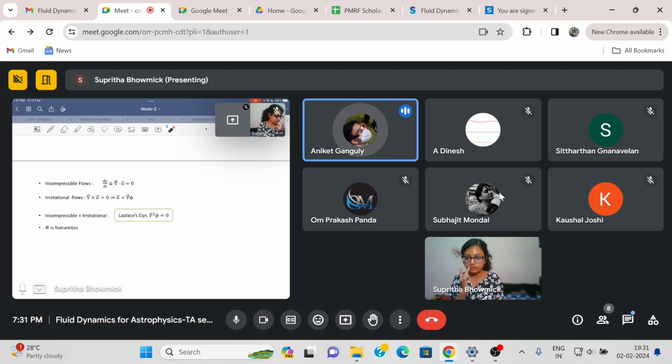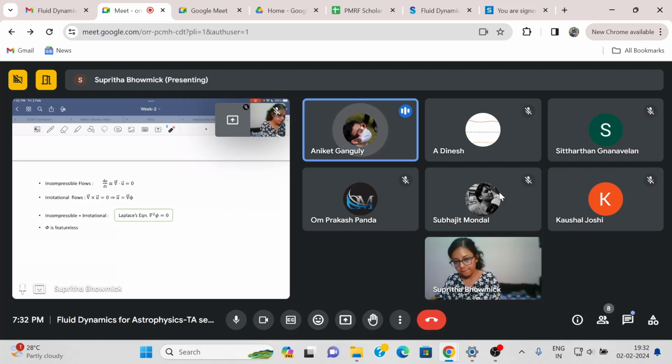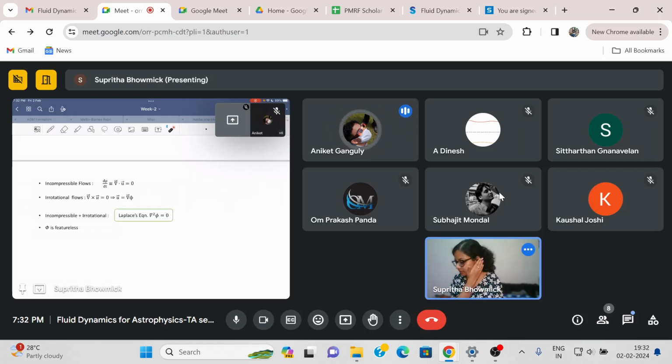What is this potential actually called? It's some scalar potential, and such flows are called potential flows. Okay, so if it has got no name, it's some scalar potential. Maybe call it flow potential, because these flows are called potential flows since you can write the velocity vector as the gradient of some scalar potential.